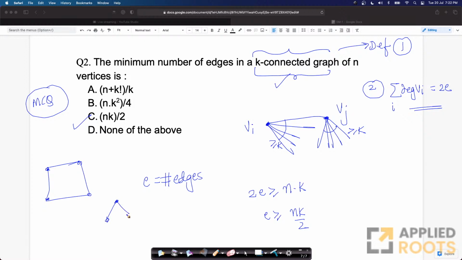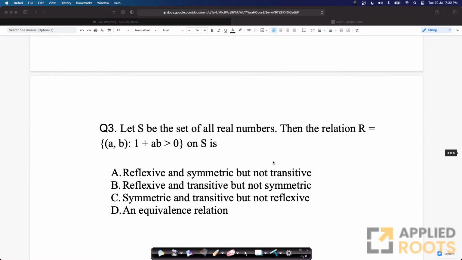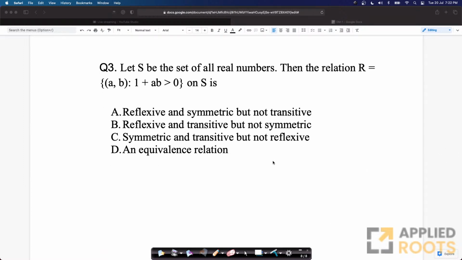Similarly, if you have a tree, somebody is asking about a tree, right? A tree is a 1 connected graph because even if you remove one edge, you're done. It will get disconnected, right? So very simple strategy, very simple question. It's all about knowing the definitions and some basic inequalities and equalities like this in graph theory. That's it. Cool. So another question about relations.